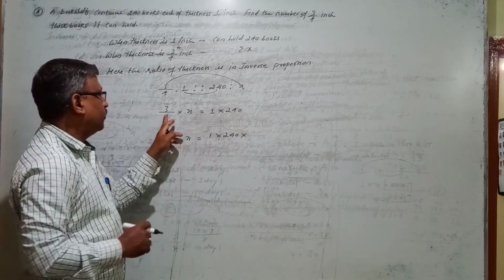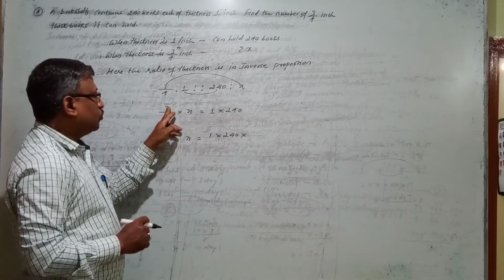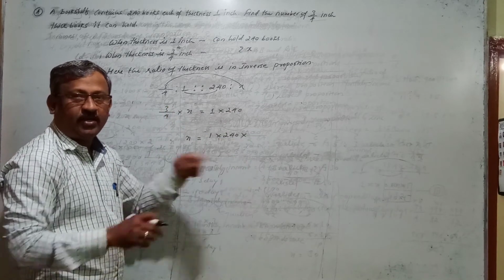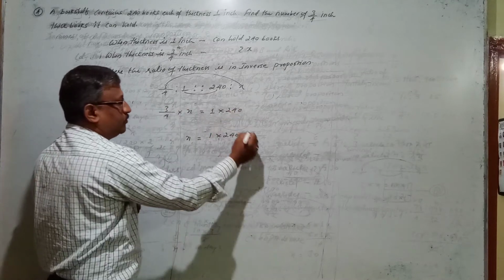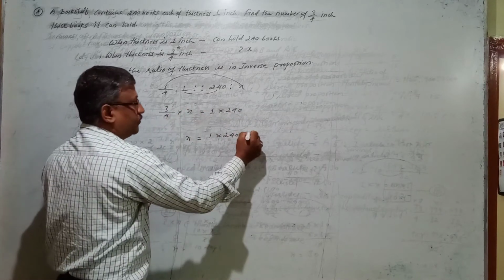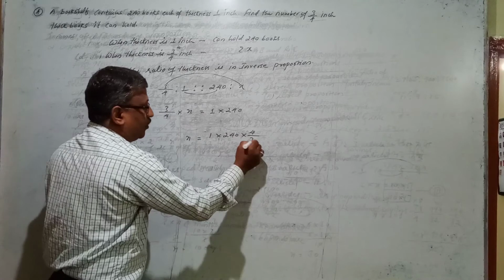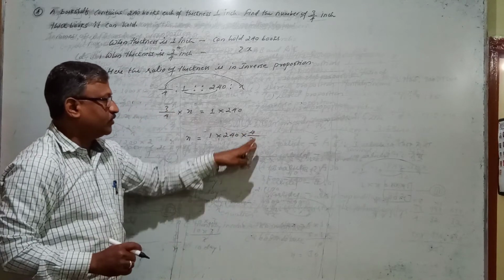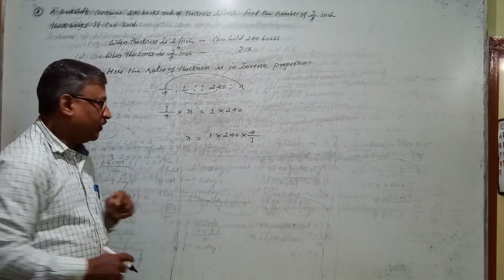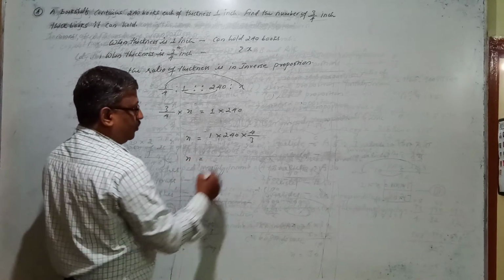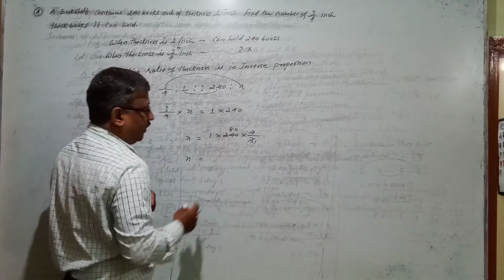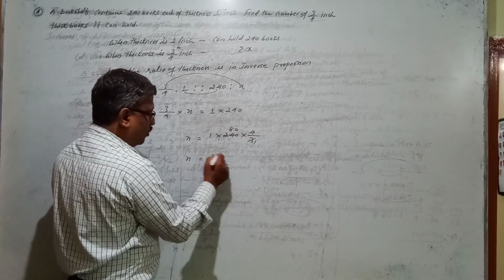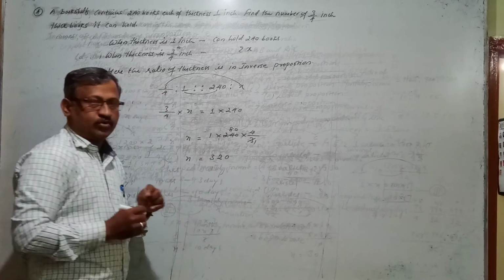If you transfer 3/4 to this side, 3/4 becomes 4/3, it becomes the opposite. Division becomes multiplication, multiplication becomes division. It is multiplied by 4 and divided by 3. So 3/4 becomes 4/3. Now simplify this. So x is equal to, dividing, 3 ones are 3, 3 eights are 24, so 80 into 4 you will get how much, 320 books.